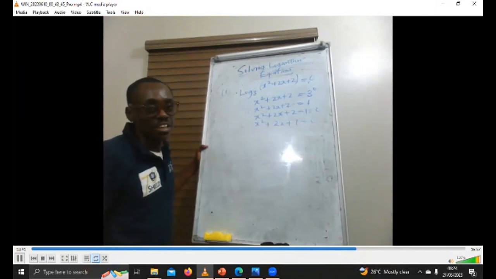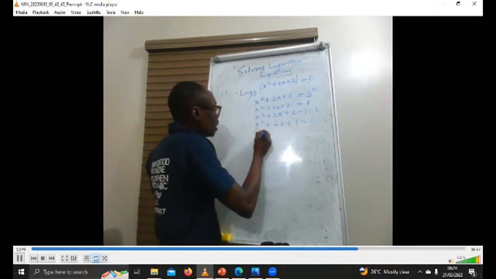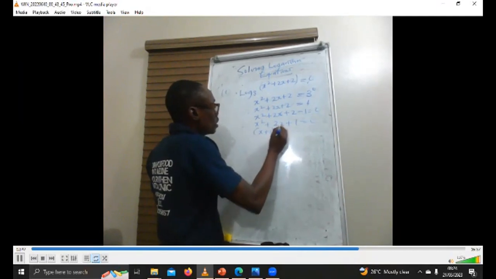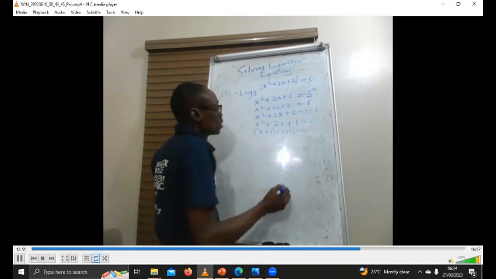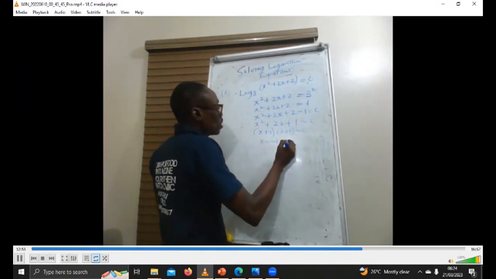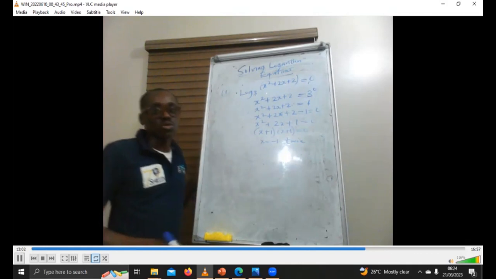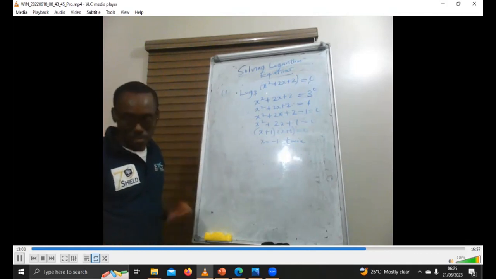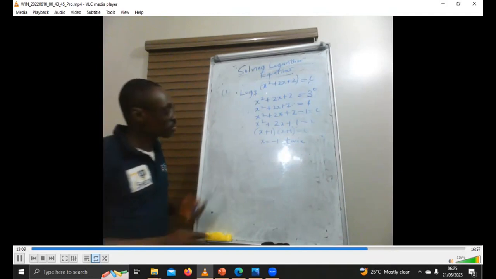So at the end of the day, when you simplify, this is going to become x plus 1 into x plus 1 equals 0. So final answer is x equals minus 1 twice. x equals minus 1 twice. Okay? So let me look at the last one.